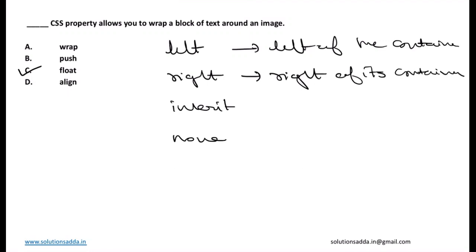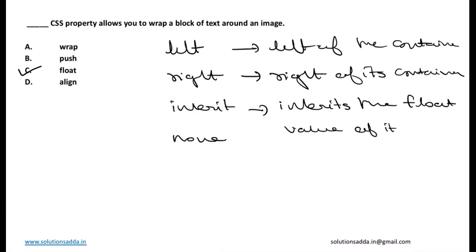Similarly, with inherit, the element inherits the float value of its parent. And with none, the element does not float. It will be displayed where it occurs in the text, and this is the default value. Remember, this is the default value.